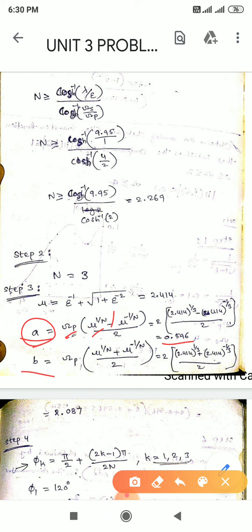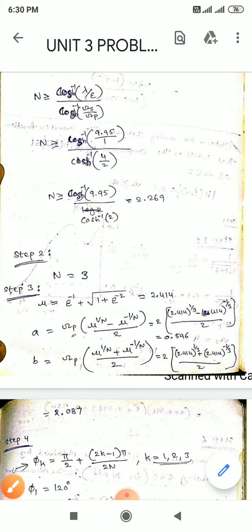Substituting these three parameters in this equation and simplifying, we get the a value. In a similar fashion, we are calculating the b value. How to calculate the b value? By using this formula, b is equal to omega p into mu power 1 by capital N plus mu power minus 1 by capital N, divided by 2. Substituting omega p, mu and N values in this equation, we get the b value. This b value is equal to 2.089.